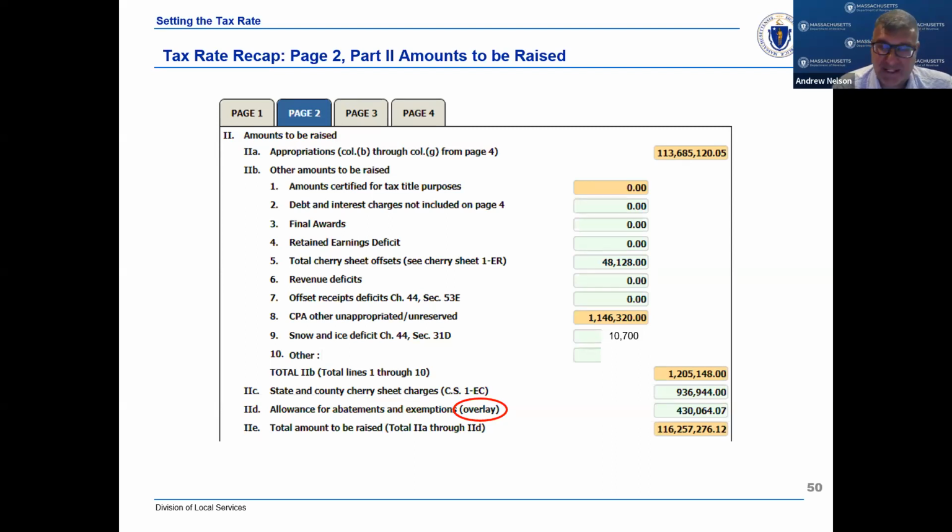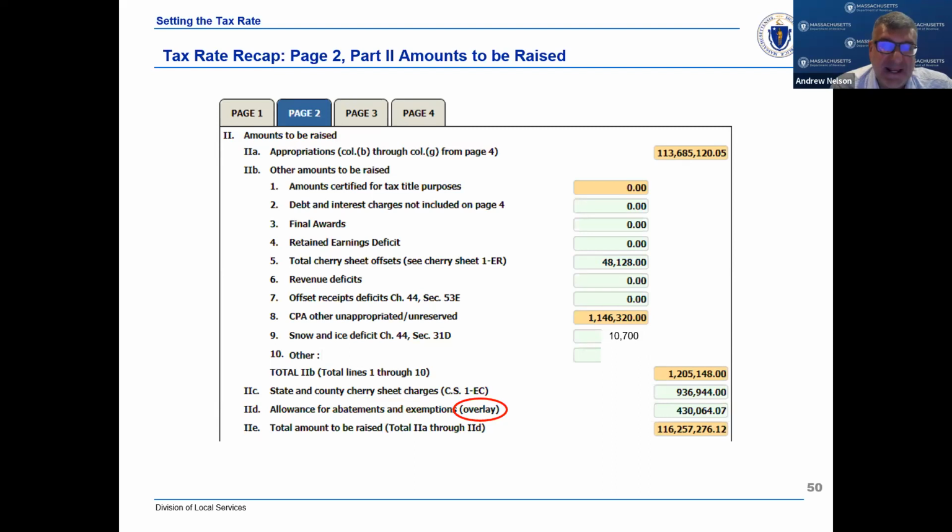If you have not provided for it by the time you set your tax rate, you have to raise that amount. It goes here on the recap. There is a snow and ice form. I will show you that in a few minutes, but it needs to be raised there. This community had a $10,700 snow and ice deficit. That's something that's pretty easy to fit in there.